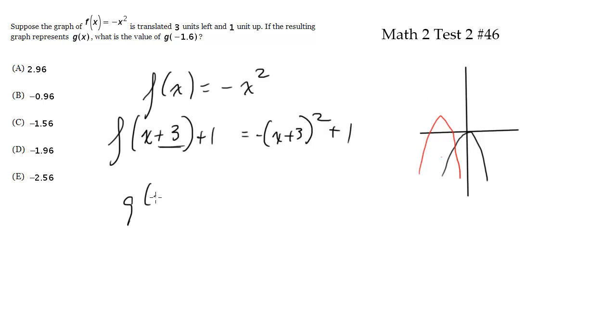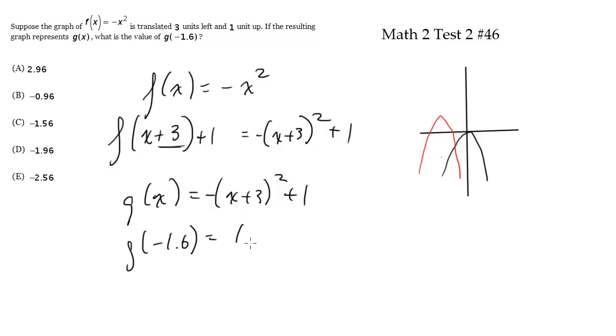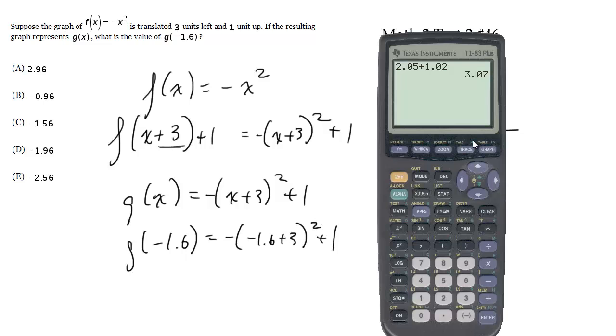Now we have the function g of x. g of x is equal to negative x plus 3 squared plus 1, and we can now solve for g of negative 1.6. So negative 1.6 plus 3 squared plus 1. Let's go ahead and solve this. So negative 1.6 plus 3 is 1.4, so we'll square that.